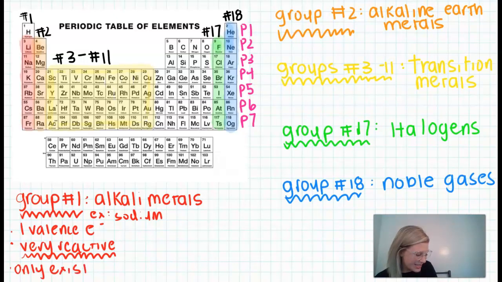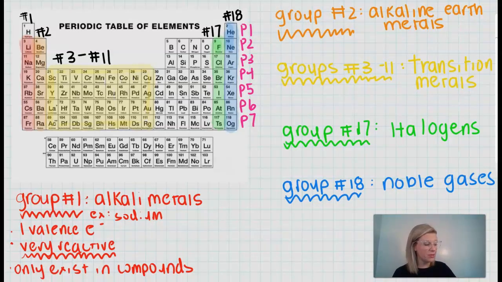Okay, they only exist in compounds in nature. They only exist in compounds. So you can actually get pure sodium or pure lithium, but what's going to have to happen is it's actually stored in oil to avoid it from reacting with the air or anything else that it comes in contact with, because again, it's really reactive. So they only exist in compounds.